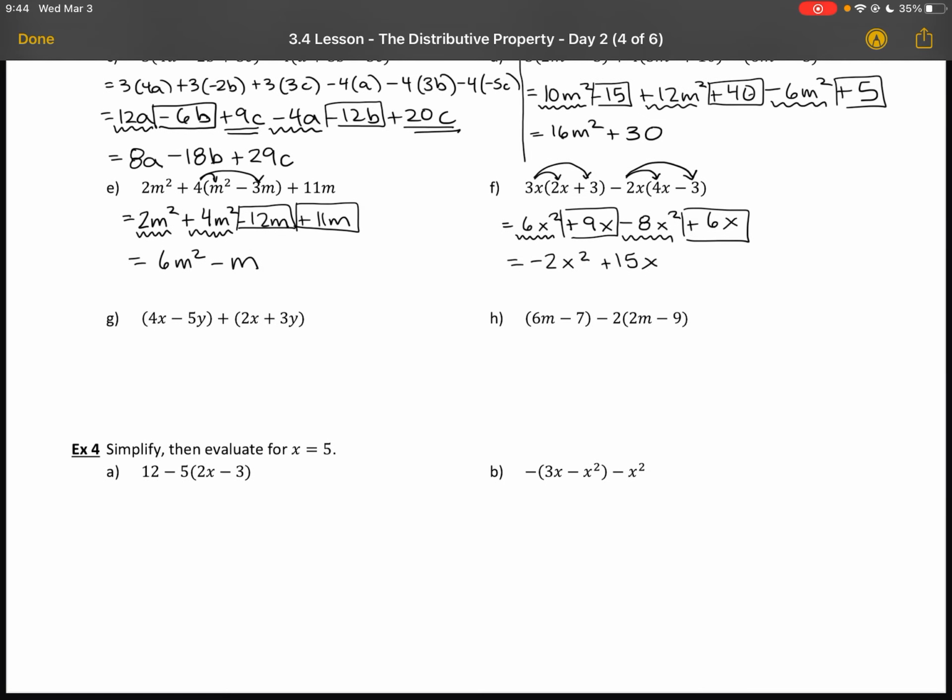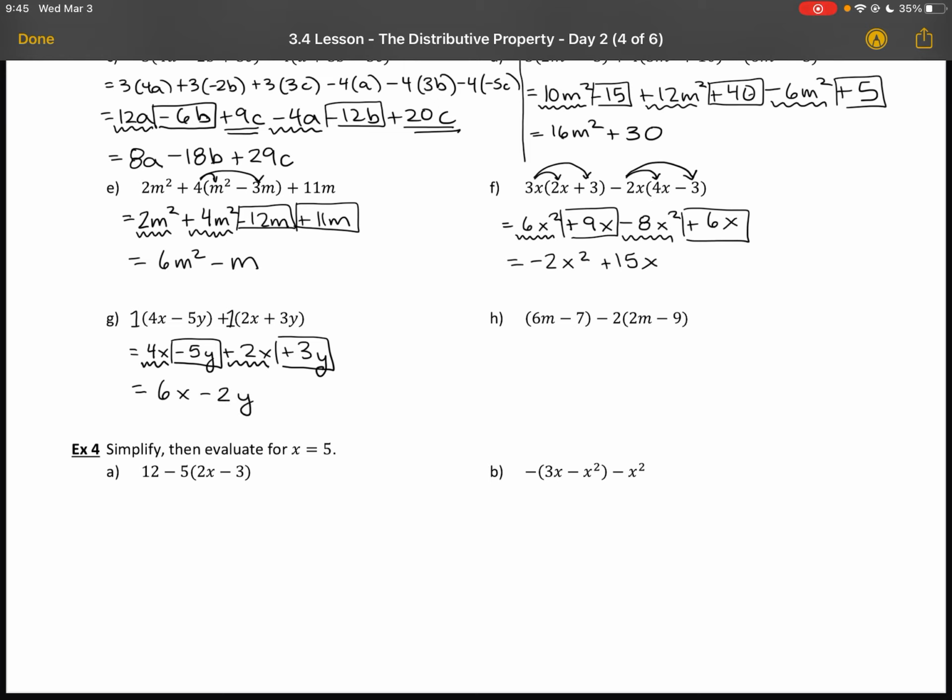Last two examples for this type. G is sort of tricky because there are brackets, but there's actually nothing really to distribute because the number in front of both of these brackets is positive 1. What I can do is I can just rewrite that expression without the brackets. Now I can identify my like terms and collect them to simplify my expression.